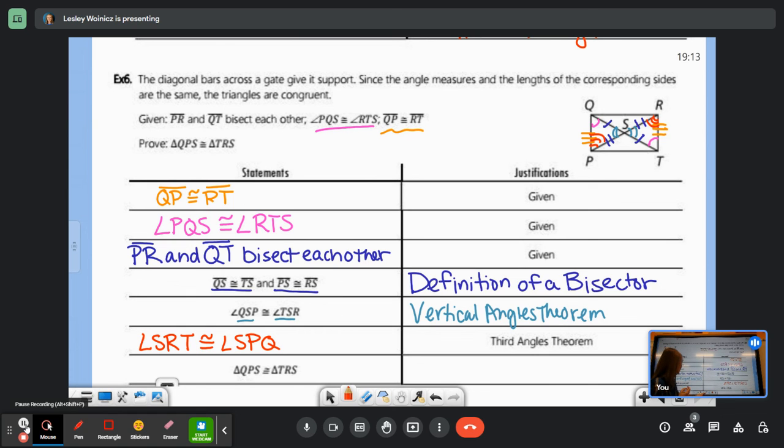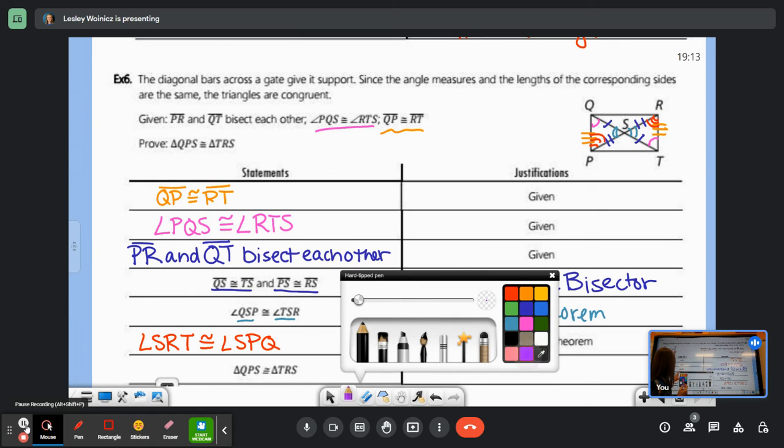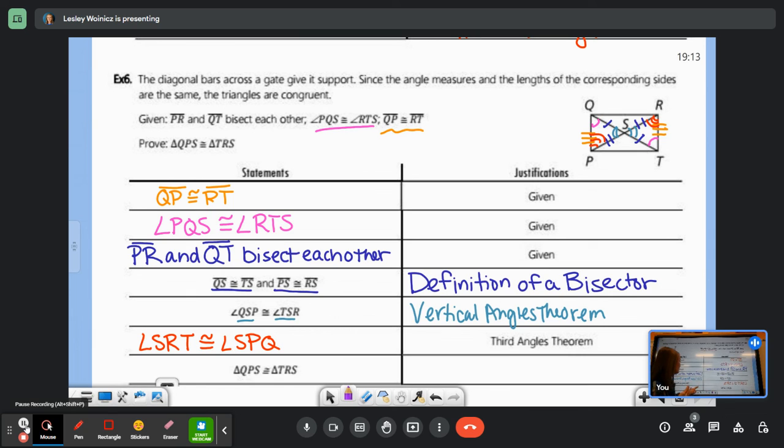Okay, so finally, we get to the very bottom where our triangles are congruent, and that is because of the definition of congruent triangles.